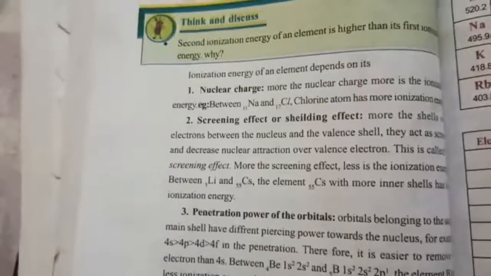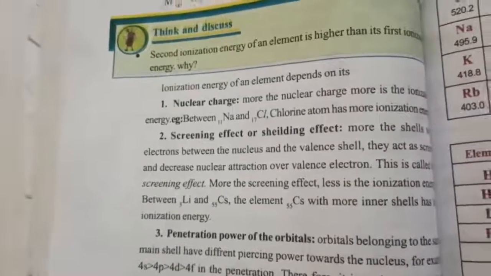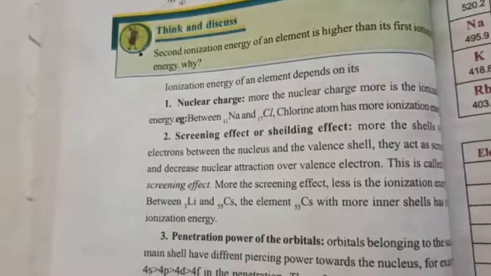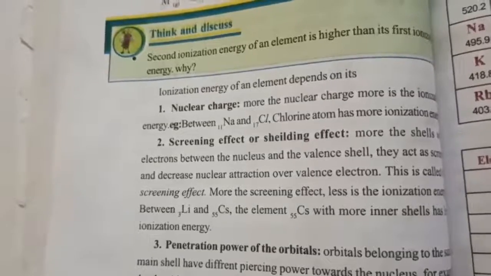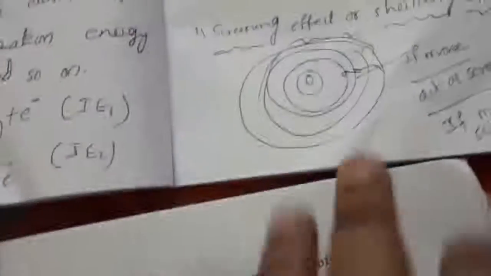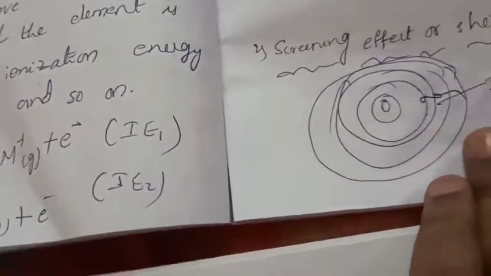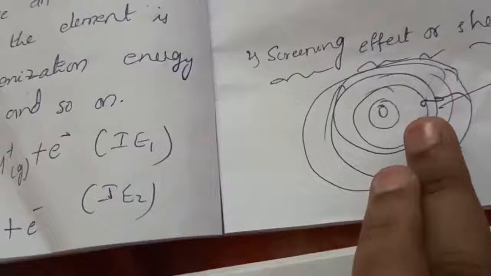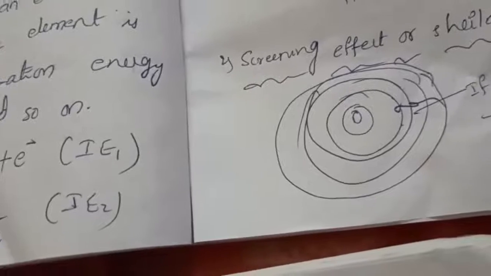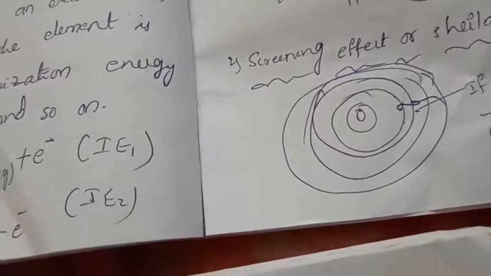Next one is the screening effect, or shielding effect. We can call it screening effect or shielding effect. Why is it called this? Because of the shells with electrons between the nucleus and the valence shell. If more shells exist between the outermost shell and the nucleus, these shells behave like screens. Due to these screens, they become dummy or transparent. So due to that, ionization energy will become less.